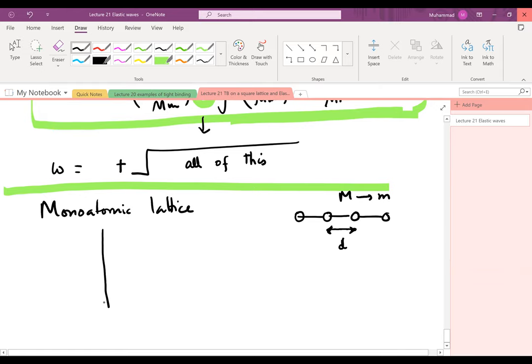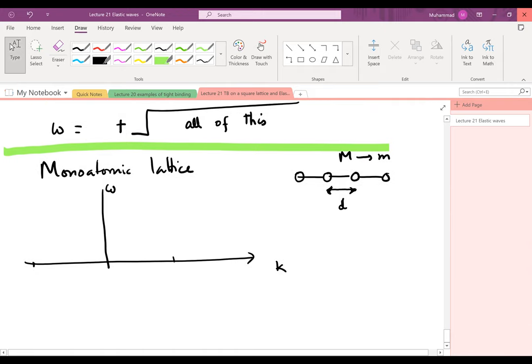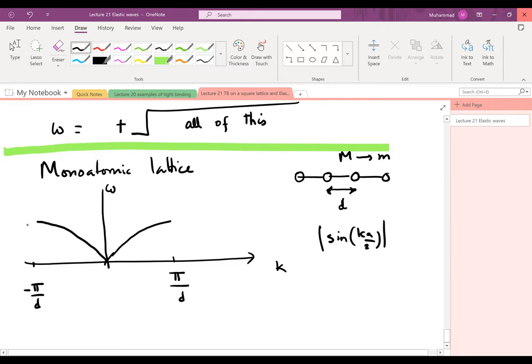So in a monoatomic lattice, if I were to plot the dispersion relationship, K versus omega, this is going to be pi over D and minus pi over D. This is the extent of the first Brillouin zone, and we'll have a dispersion relationship proportional to sine of ka over 2. Okay, this we've already seen for a monoatomic lattice. This is my dispersion relation, and I can extend it onwards, no problem.